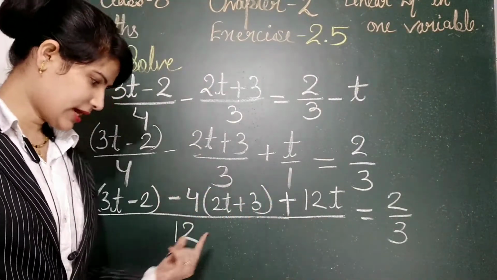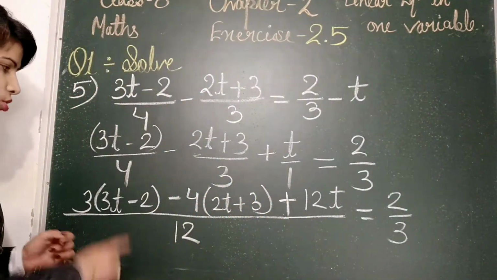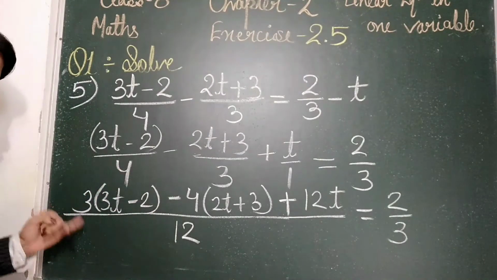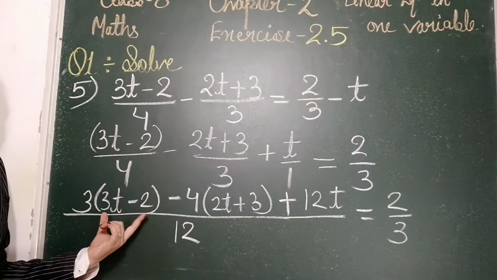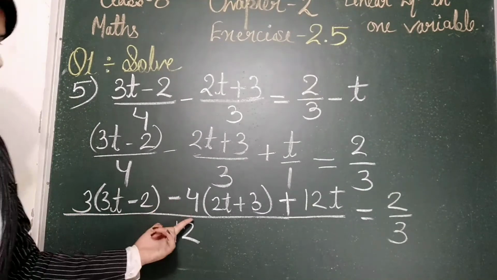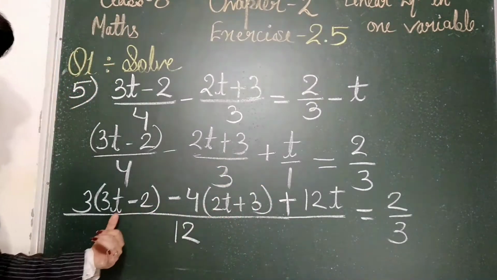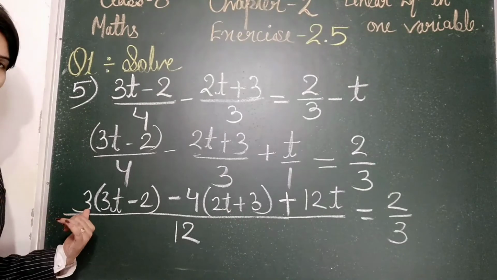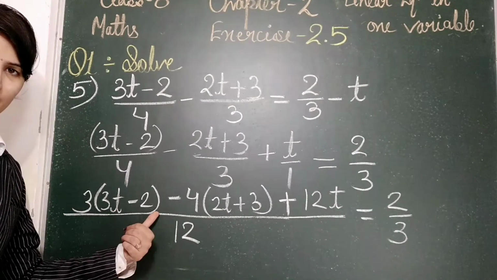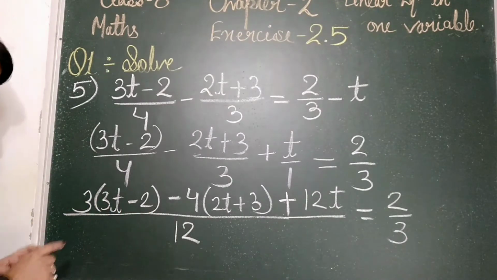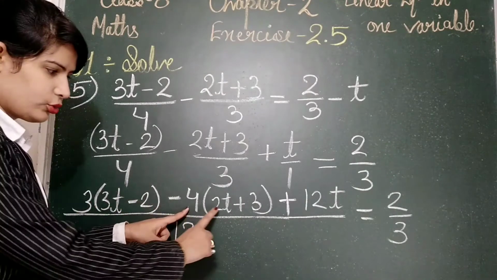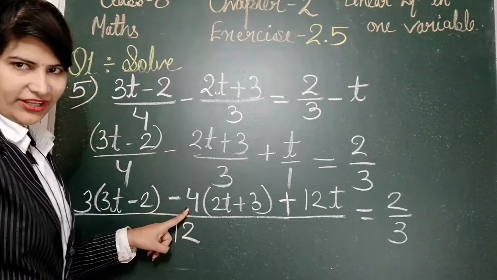Hope this step is clear. We took the LCM of 4, 3, 1. Now for each denominator, we divided the LCM by it, and whatever answer came, we multiplied it with the numerator. 2t plus 3 and 3t minus 2 are the numerators. Now in the next step we have to open the brackets and multiply this number with the digits in the brackets: 3 into 3t, 3 into 2, and 4 into 2t, 4 into 3.